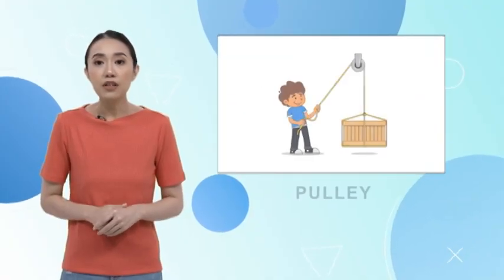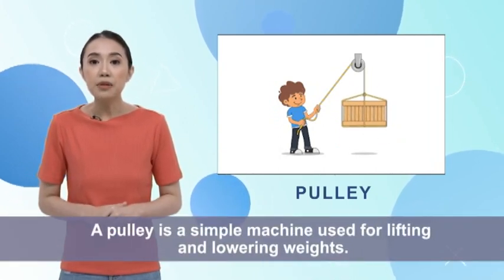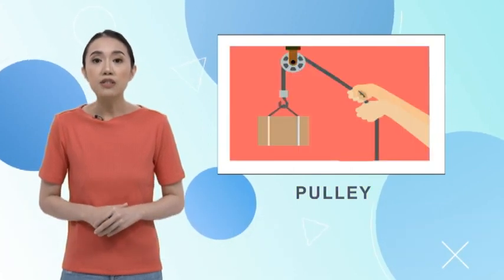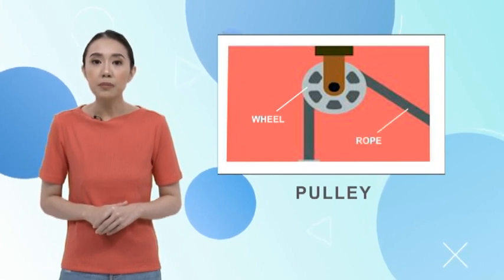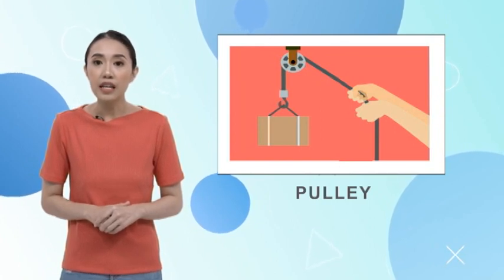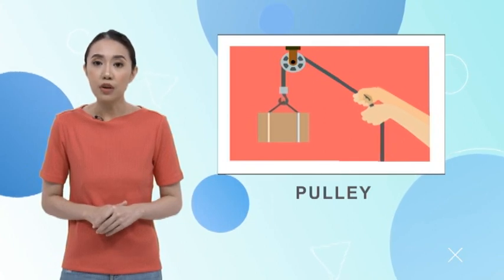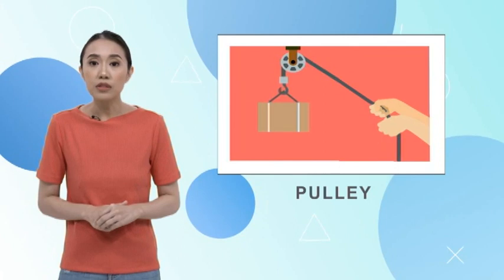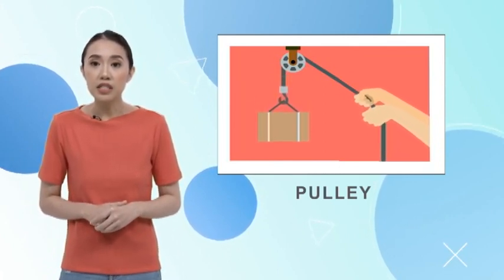The third kind of simple machine is a pulley. A pulley is a simple machine used for lifting and lowering weights. This consists of a wheel with a grooved rim over which a rope or belt runs. It works in such a way that a load tied at one end goes up when a person pulls on the other end of the rope. This way, the load becomes not only easier to get from one place to another, it also becomes easier to carry.